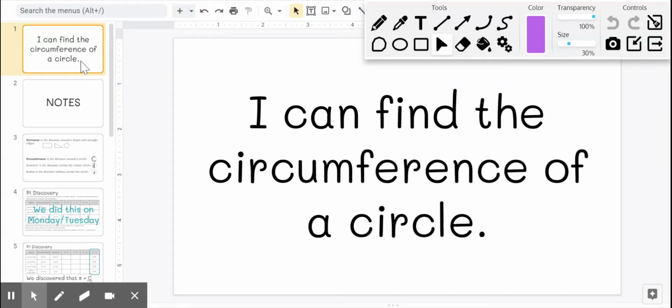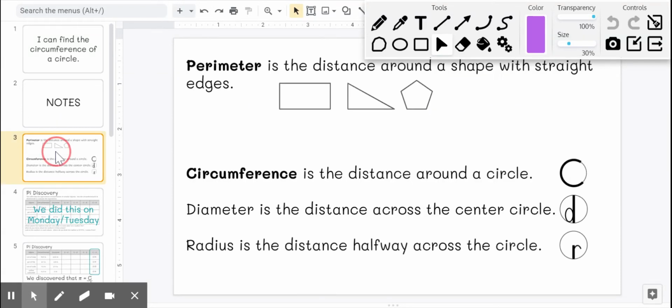Today we're going to find the circumference of a circle. The perimeter is the distance around a shape with straight edges. The circumference is the distance around a circle. A few other important words. The diameter is the distance across the center of the circle. And radius is the distance halfway across a circle.